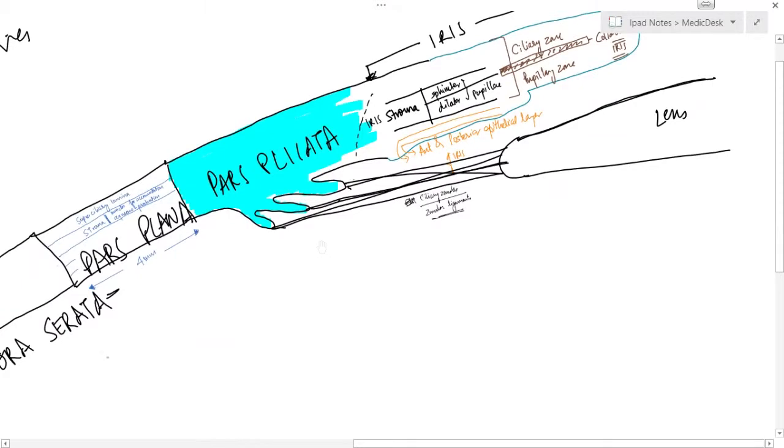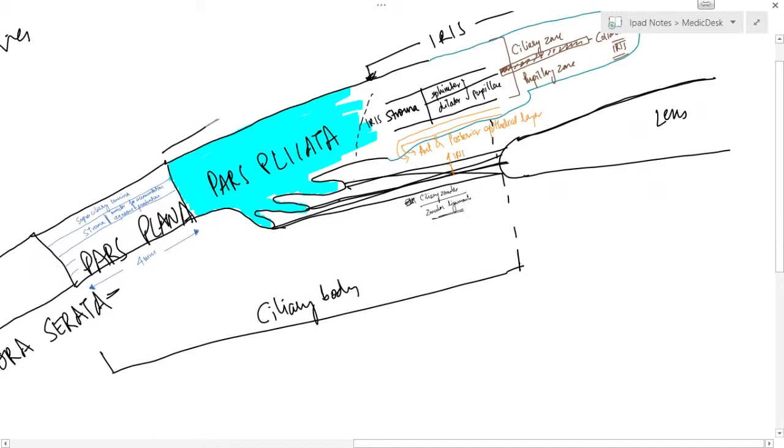So this whole part from here to here would be constituting the ciliary body, and this is only 2 mm. This is 4 mm and this is 2 mm, pars plana and pars plicata respectively.